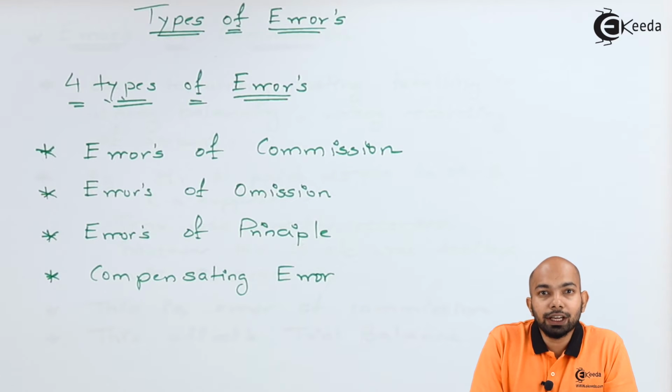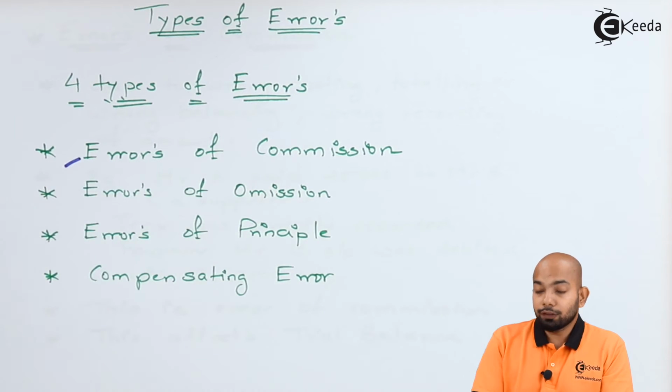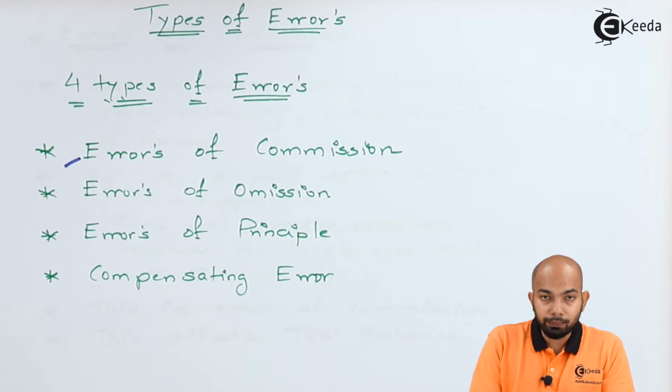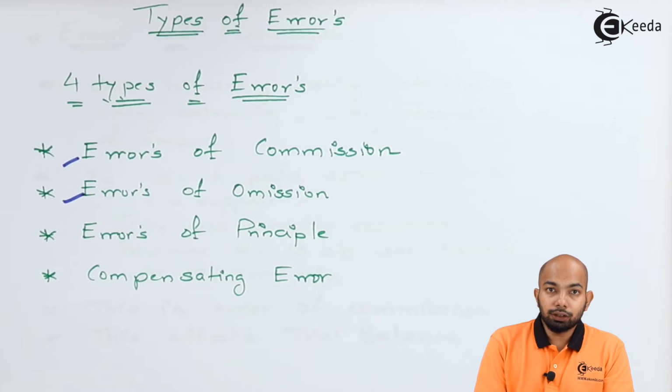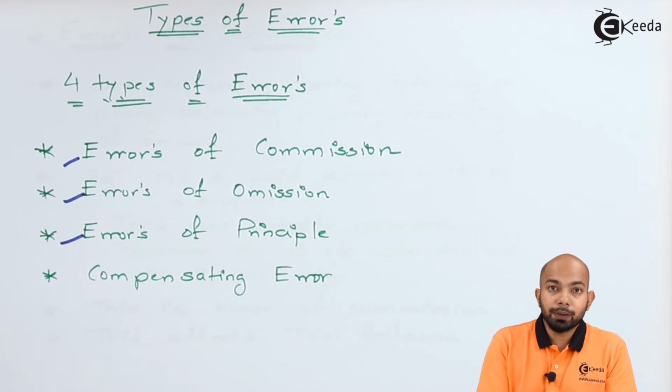When it comes to rectification of errors, we'll be dealing with four kinds of errors, and these errors will be something that we need to rectify, and we need to understand what kind of errors these are. So let's go ahead and see what kind of errors we'll be dealing with. The first error being error of commission, second being error of omission, the third being error of principal, and the fourth being compensating errors.